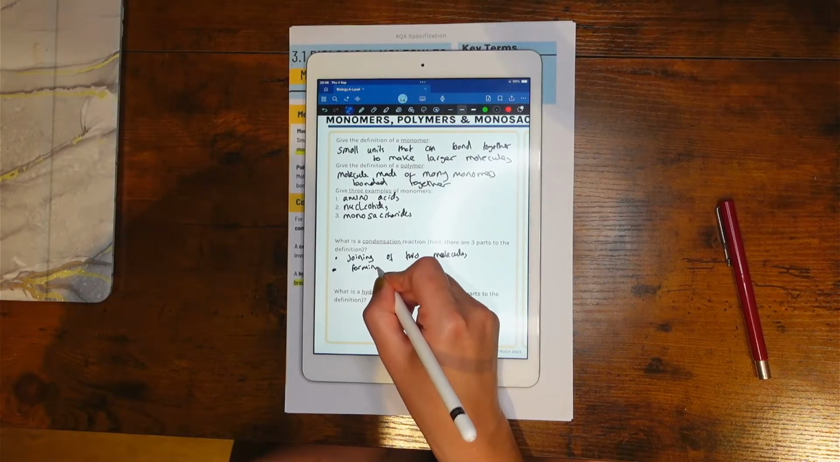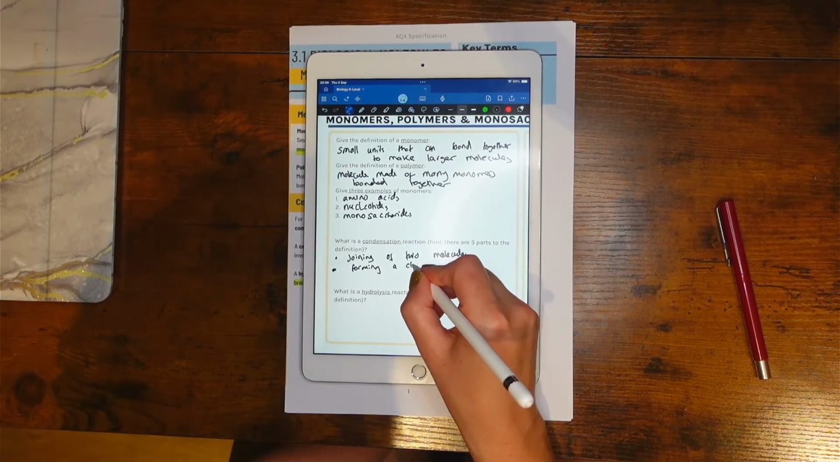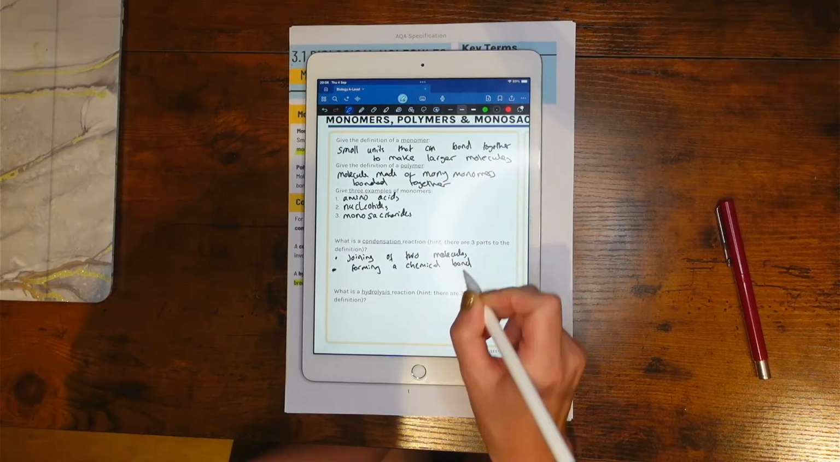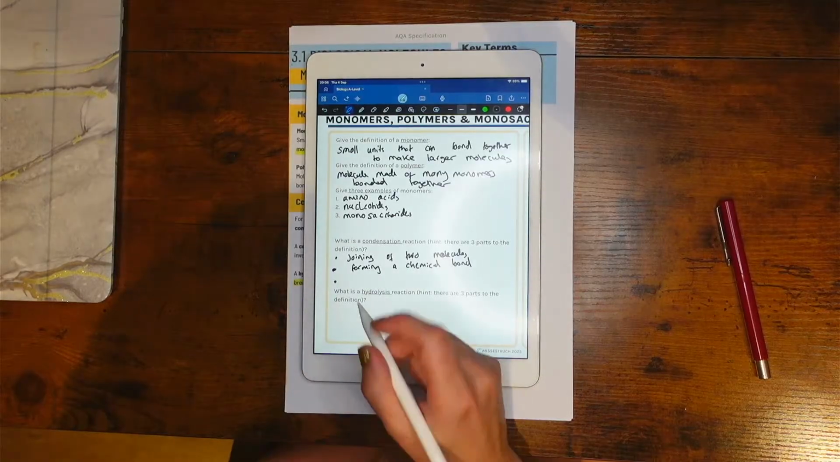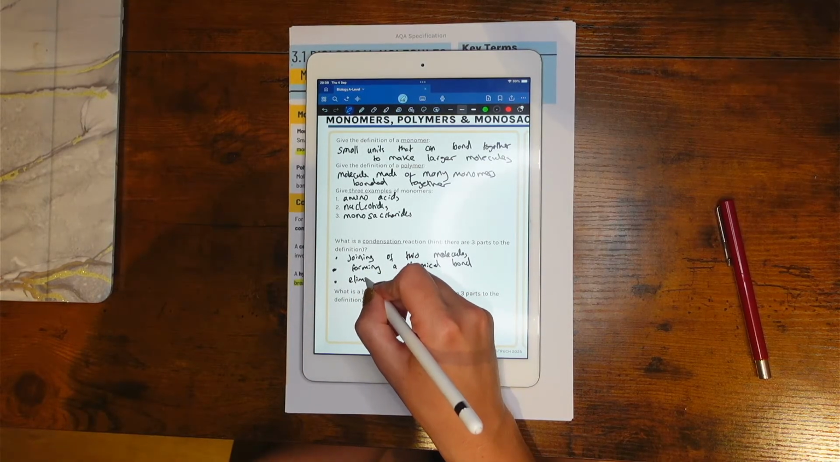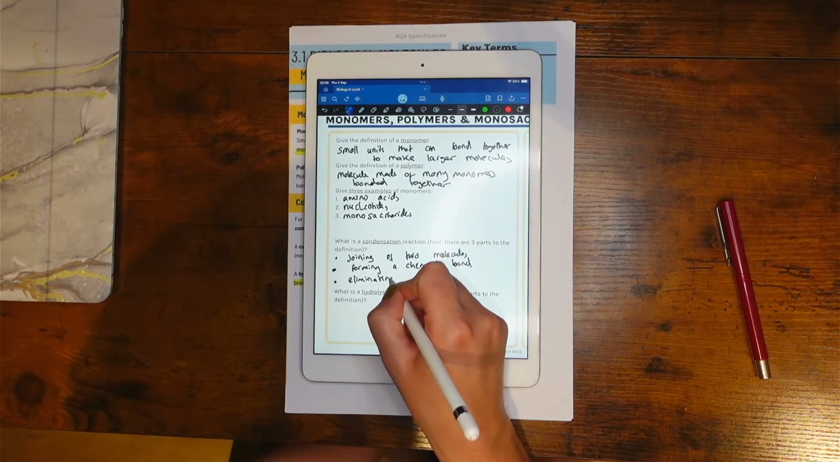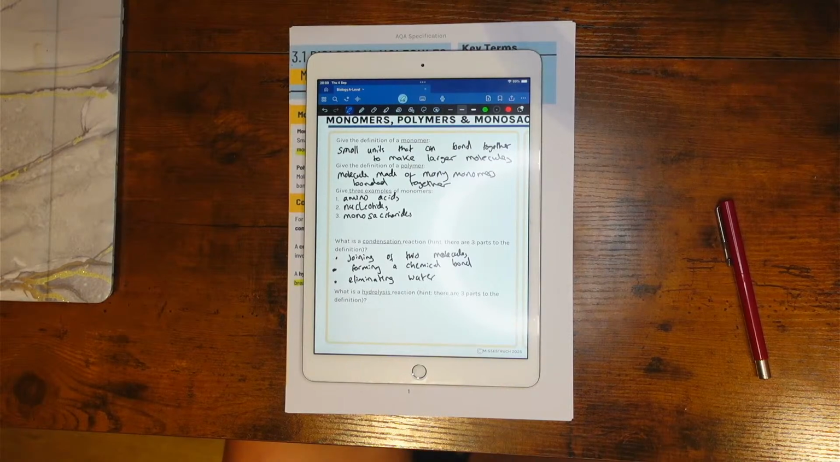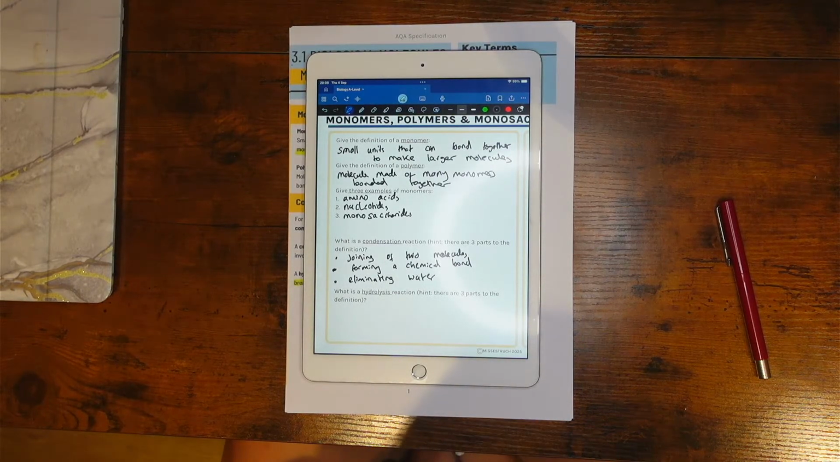Forming a chemical bond. And you have to say chemical, not just bond. So forming a chemical bond. And then lastly is eliminating or removing water. So a molecule of water is removed for that to happen. Yeah, excellent. So Jasmine and Yasmin, I can see you've both got that answer there. Cool. Next, we have what's a hydrolysis reaction.